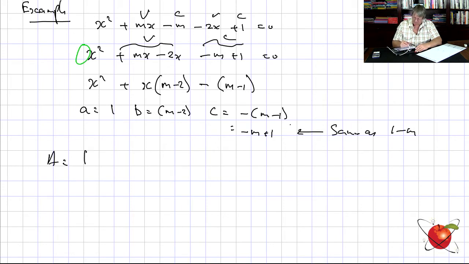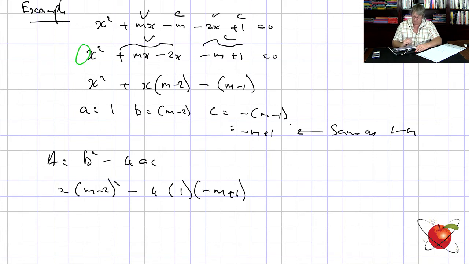Delta is equal to b squared minus 4ac. B squared is m minus 2 squared, minus 4 times a is 1 times minus m plus 1. You see that? That's the critical part here.